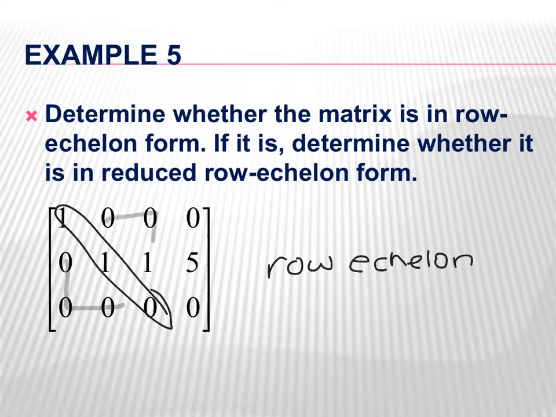But then I would need these three all to be zeros. Is that the case? No. So it's not reduced row echelon. It's just row echelon. Carlos.